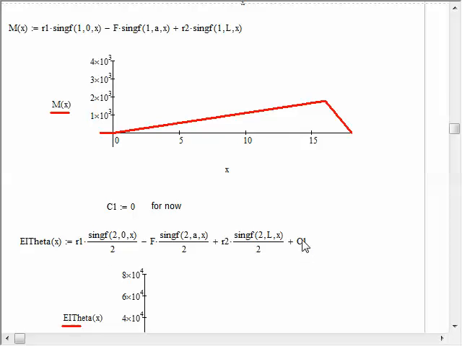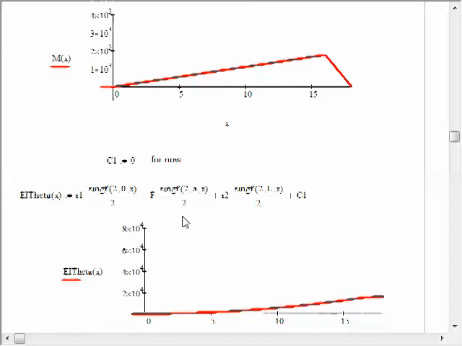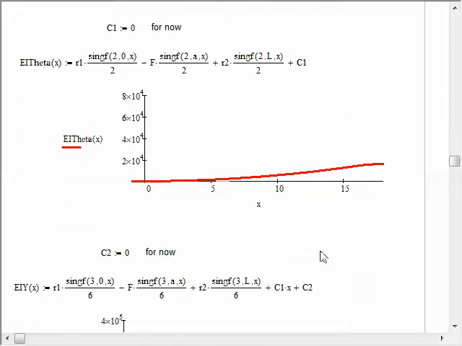And I brought in a C1 value. For now, I'm going to presume C1 is 0, and let's plot the slope function. And what I have with the slope function is 0 at the beginning and a positive slope at the end, and that is not true, but it's because I don't have the right value of C1 yet.